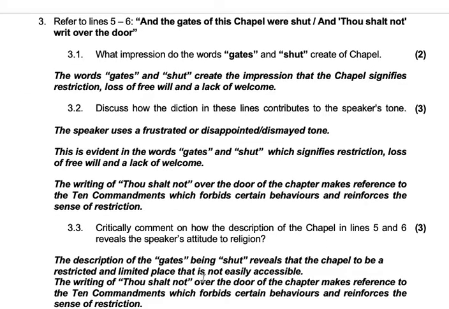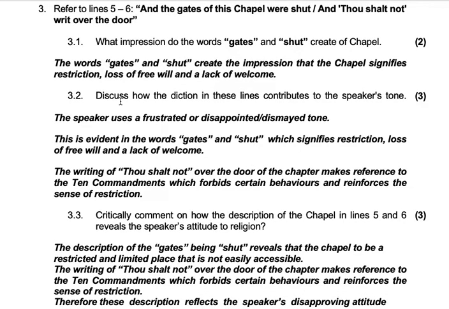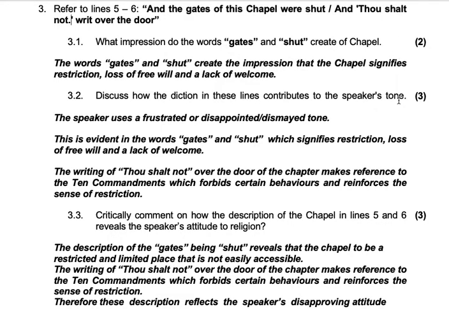Okay, let me just go up. Refer to lines 5 to 6. And the gates of this chapel were shut, and thou shalt not written over the door. There's supposed to be a full stop here. What impression do the words gates and shut create of the chapel? Sorry, guys.